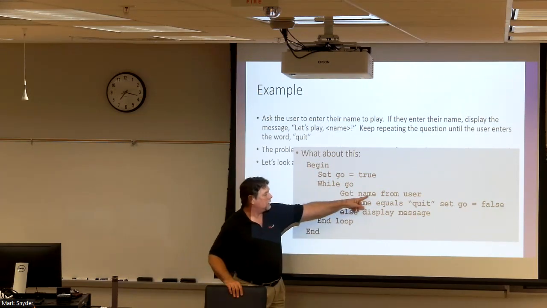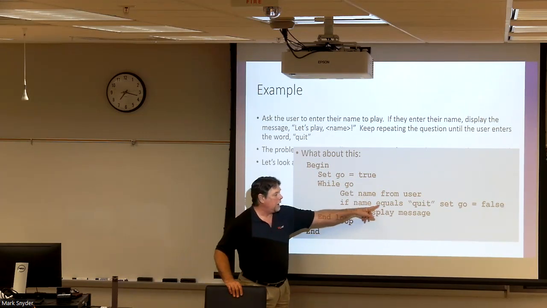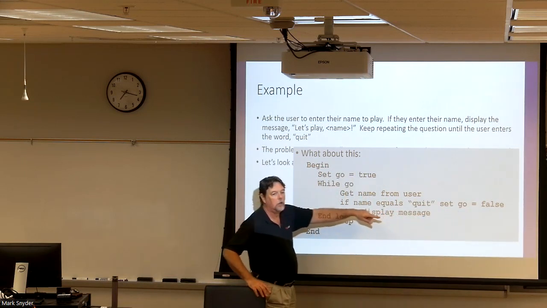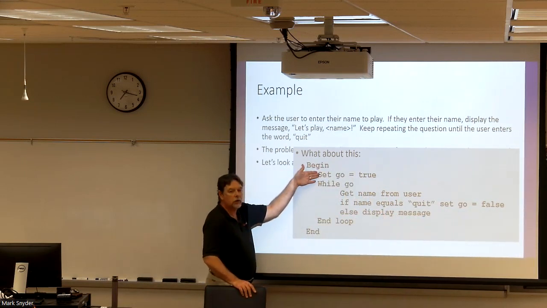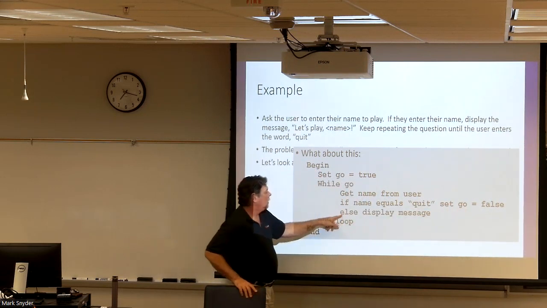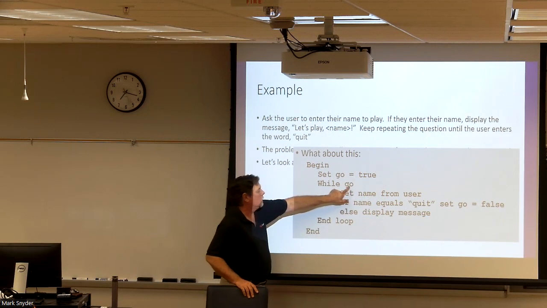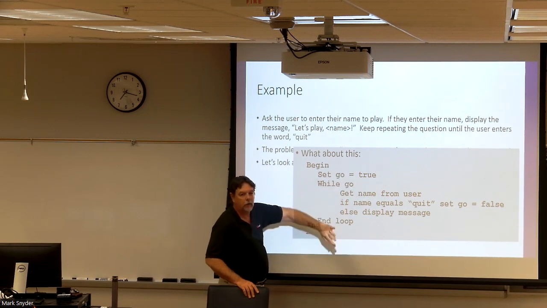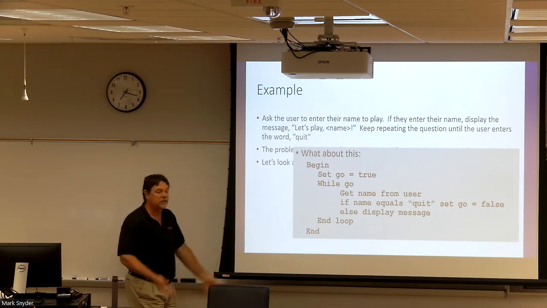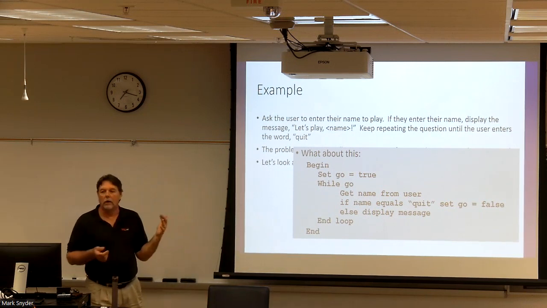Okay, so get the name from the user. If the name equals quit, now we're going to set the variable to false. Okay, so our initial condition, we've modified our condition. We go around and we're going to check it again. So everything fits, right? Set initial condition, test it, change it. All those things are present. But essentially, it's doing the same thing as before.